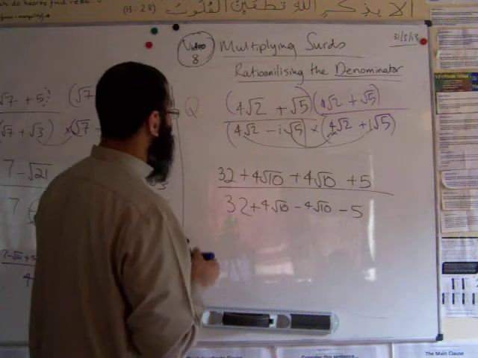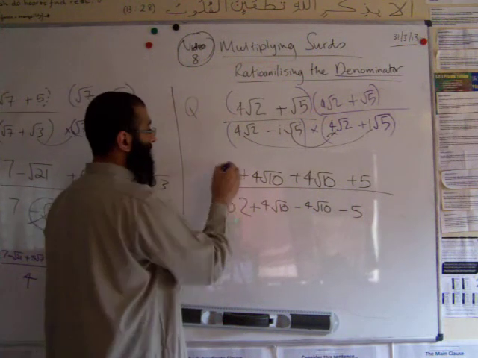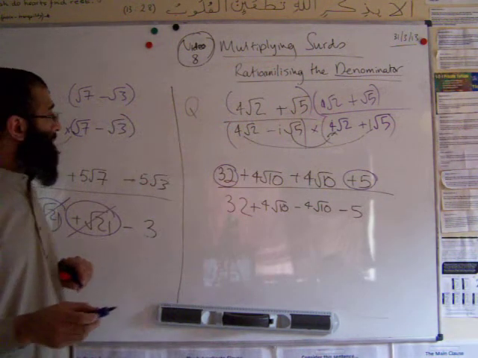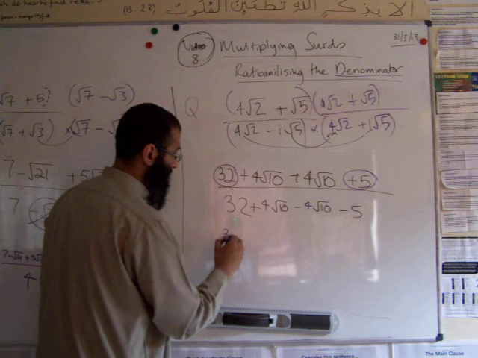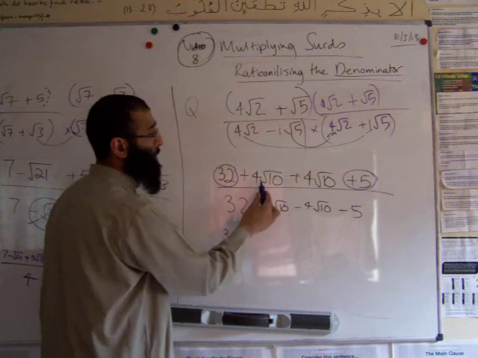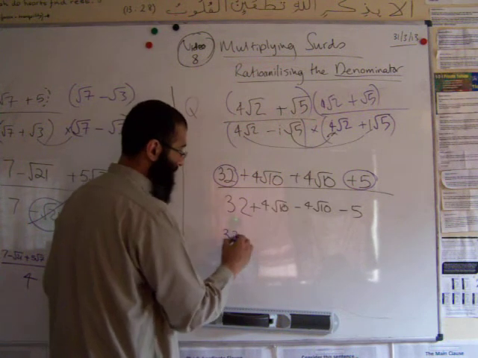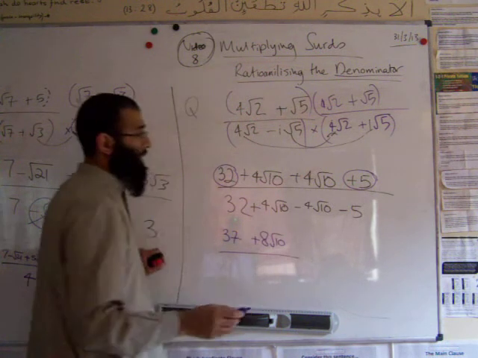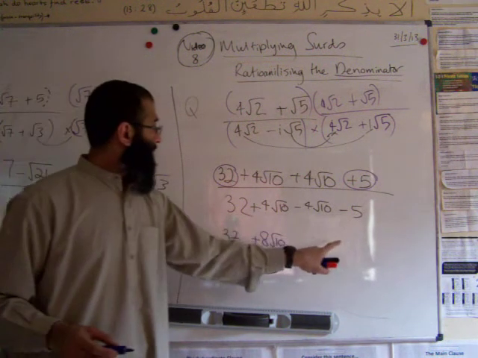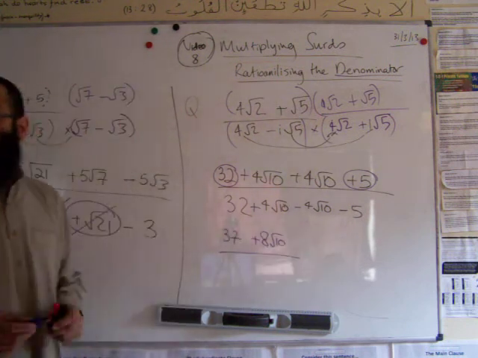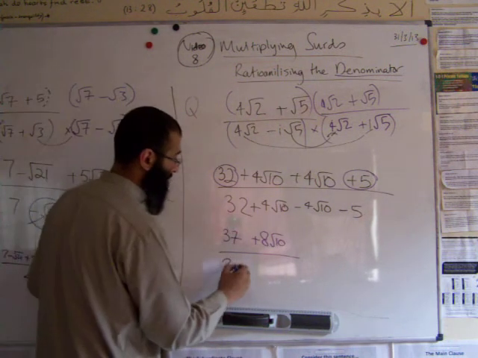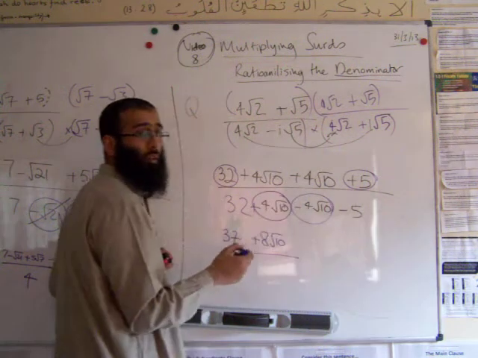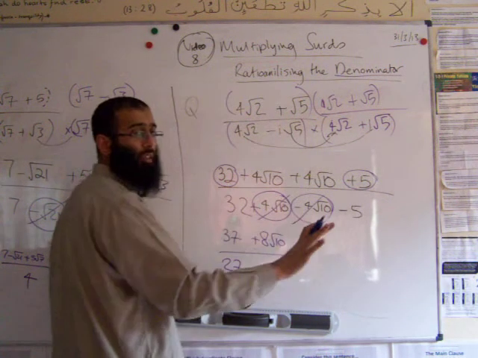Okay, right, let's have a look. What can we get here? We've got 32 and 5. What's 32 add 5? 37. Okay, what's 4 root 10 add 4 root 10? 8 root 10. Okay, Samia, what's 32 minus 5? 27. Okay, so what's plus 4 root 10 and minus 4 root 10? They cancel. It gives us nothing.